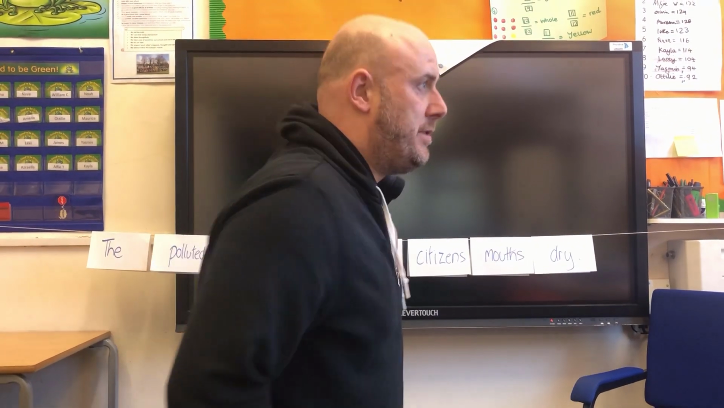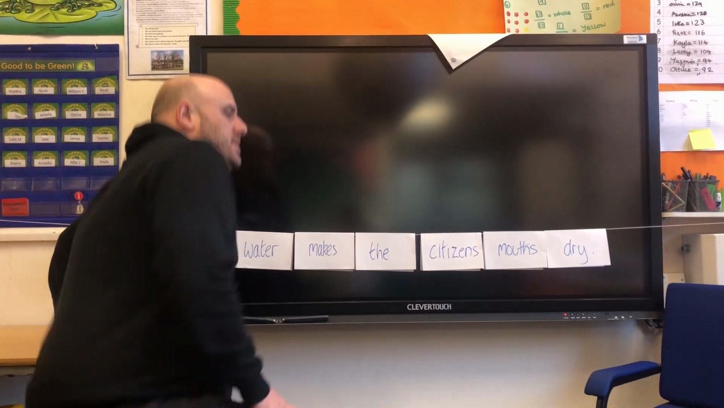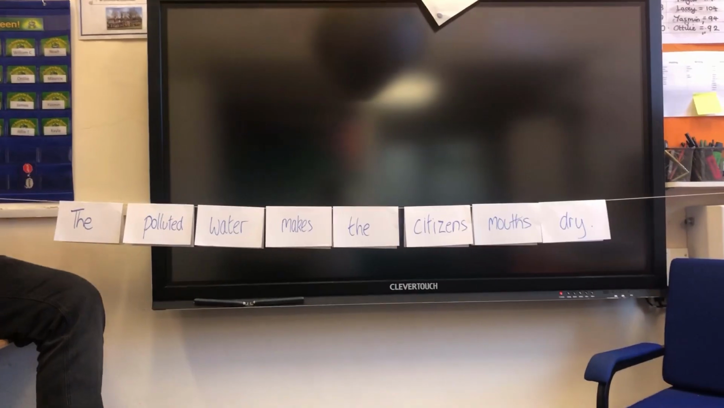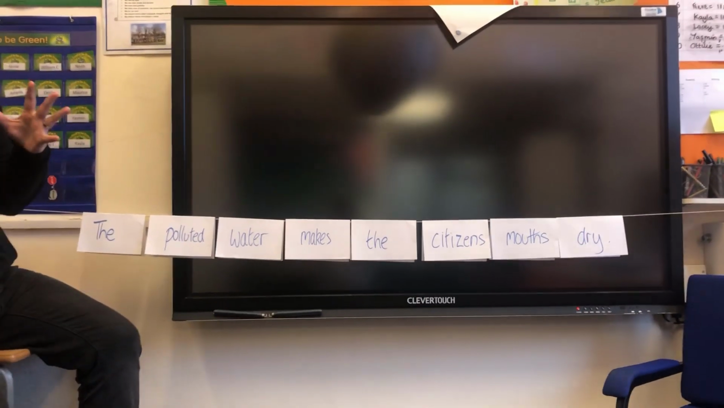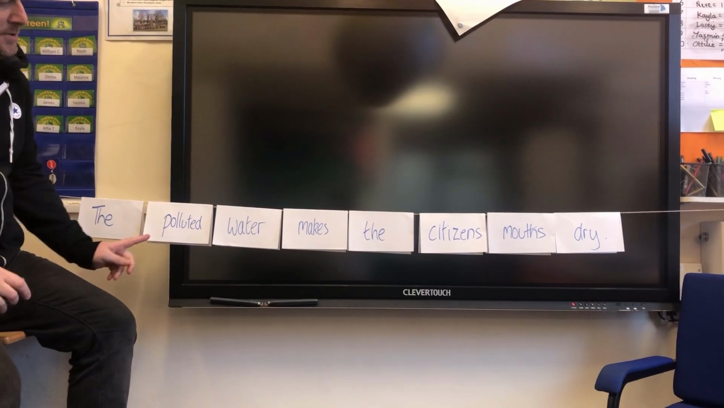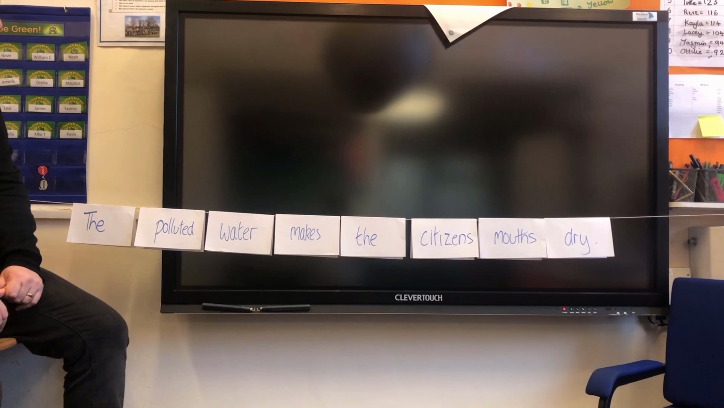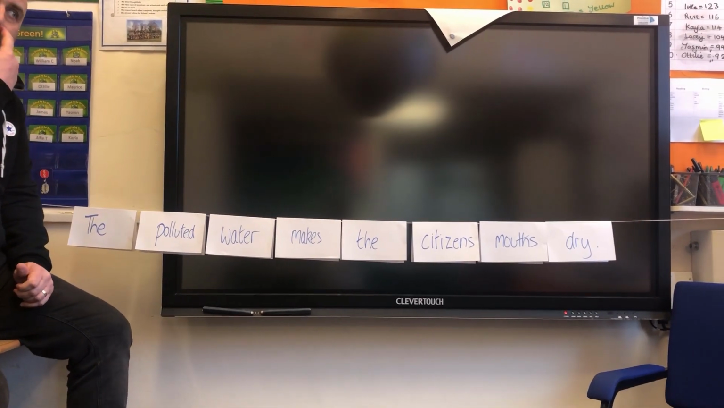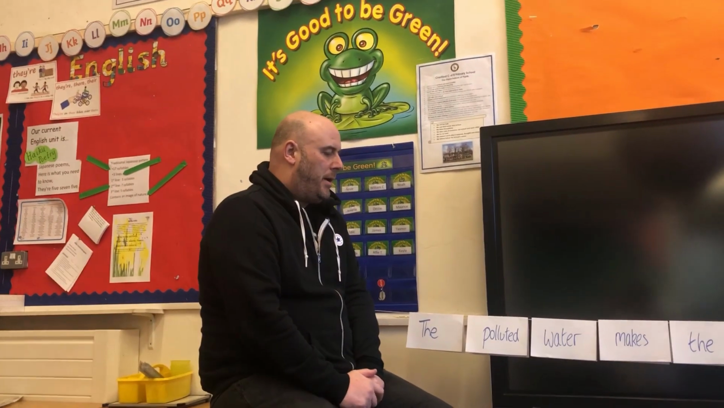On my washing line of amazement, we have a fantastic sentence which is really quite good, and it sums up the imagery of that picture very well. The polluted water makes the citizen's mouth dry. Fantastic sentence. But what we're going to talk through now is how we can make this sentence, which is very high quality, even better.